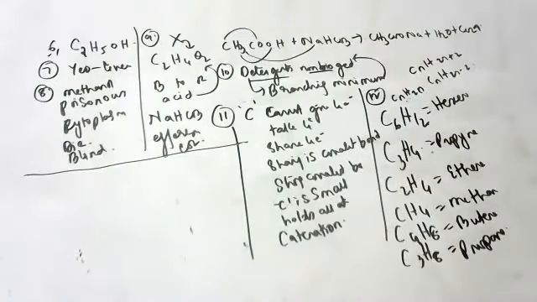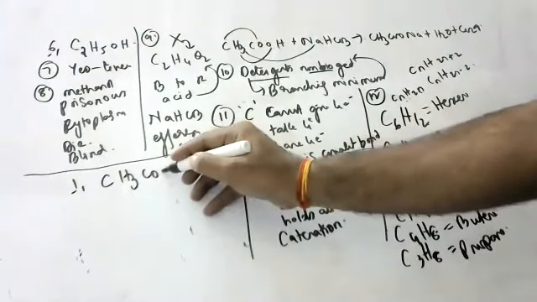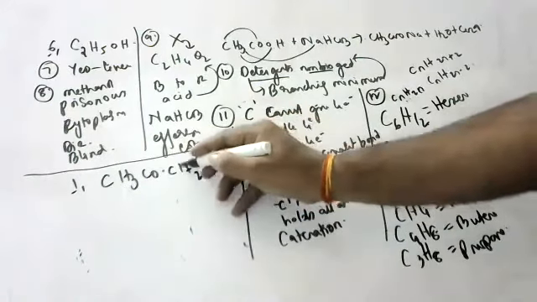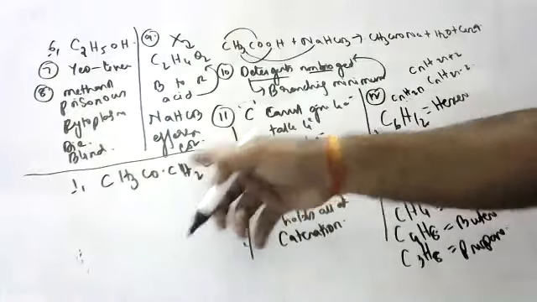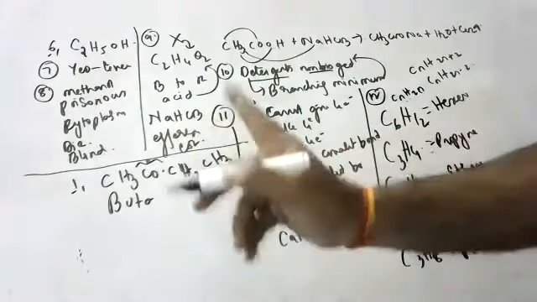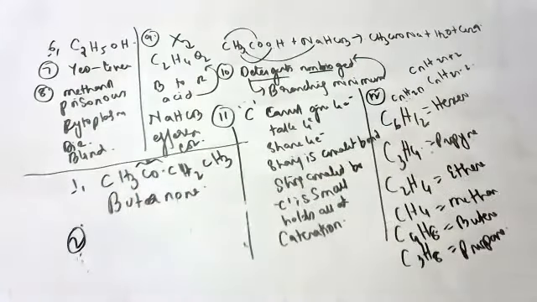Next, what is the IUPAC name of CH3COCH2CH3? 1, 2, 3, 4. But CO is the functional group of ketone. Butanone. What is it called, children? Butanone.